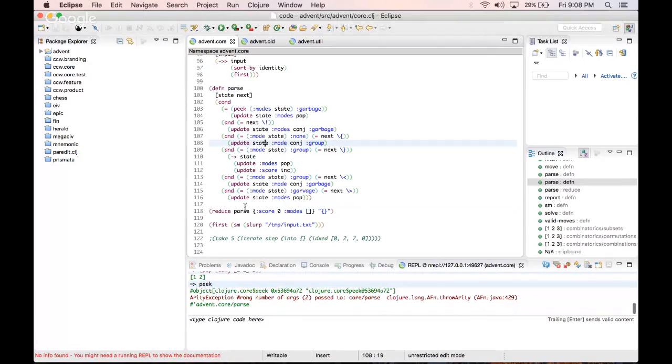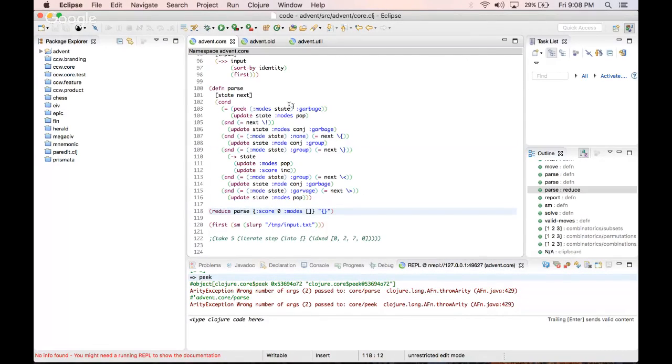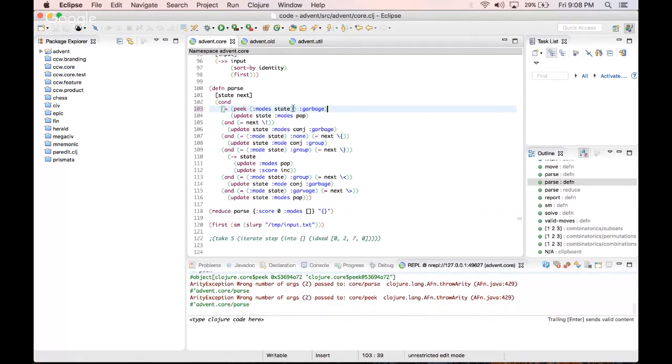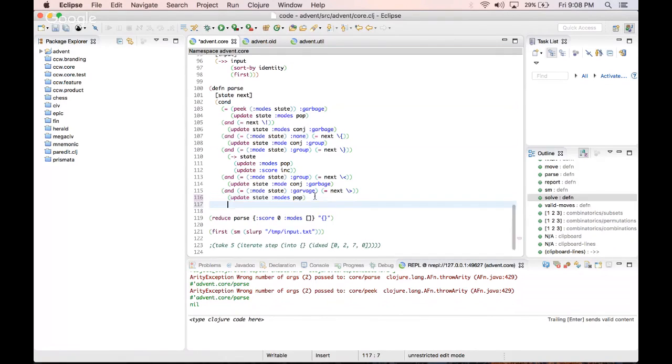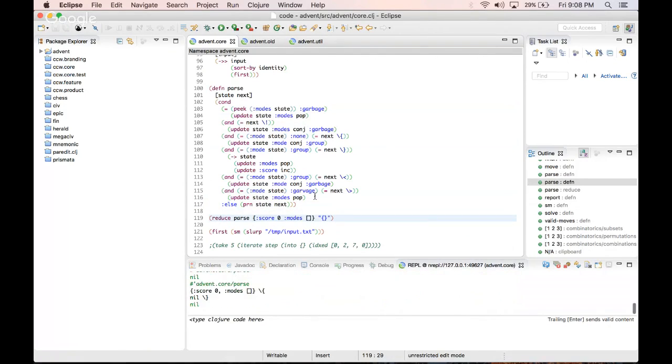Okay, like this and like this. Wrong number of args passed to peek. Okay, so yep, that seems right to me. Okay, and then we get nil. All right, so is it possible that this cond isn't matching any of the things that we're at here? It seems possible. So should we put maybe else prn state next, something like this here, just to inform us about that situation?